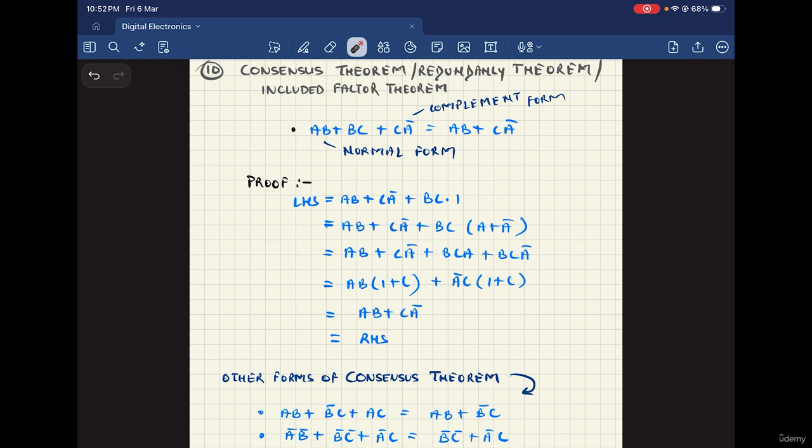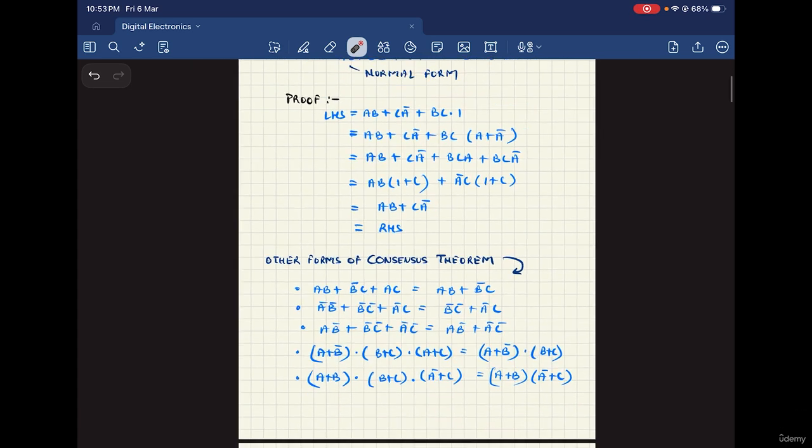Okay, so that is how you can prove it. So this is the consensus theorem, the redundancy theorem. The redundant term, you are removing it. Okay, there are other forms of this consensus theorem.